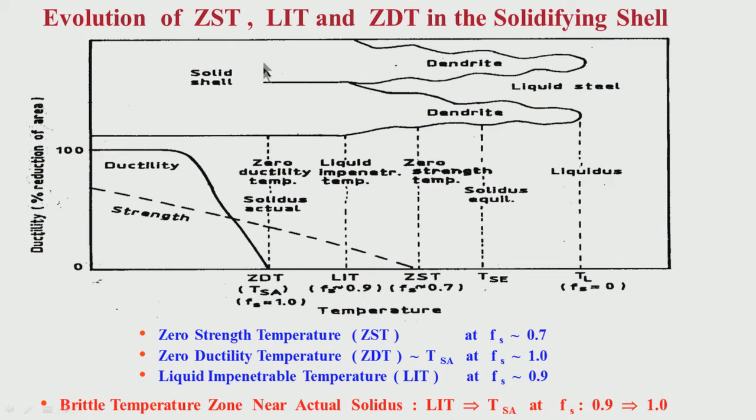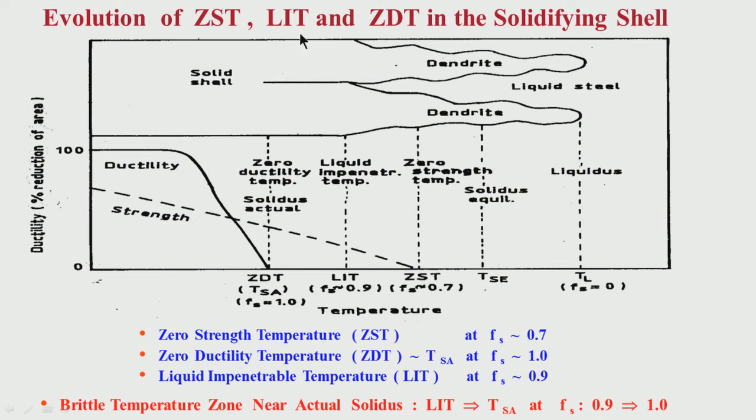But in this region, that means when the solidification is more than 90%, in the temperature region between solid fraction of 0.9 to 1, that means near the actual solidus temperature, this temperature region is really a brittle temperature region, because if there is a crack formation in the dendrites, the liquid steel cannot penetrate and heal those cracks. So, this temperature is called liquid impenetrable temperature, LIT.